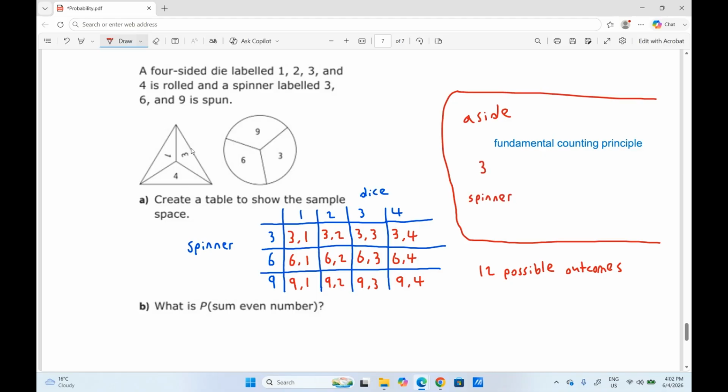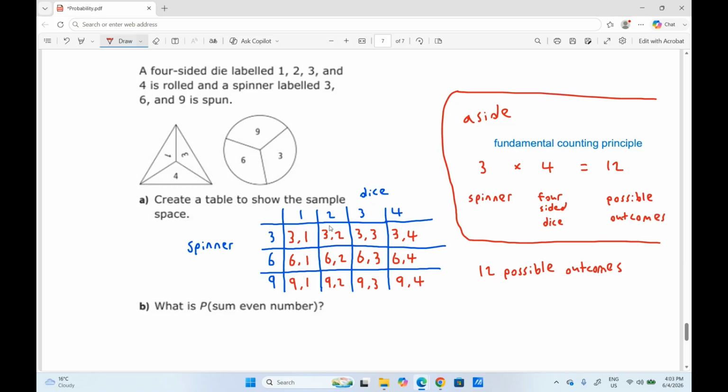Now, if you roll the four-sided dice, how many outcomes are there for the four-sided dice? Well, there are 4 possible outcomes. So to find the total possible outcomes, you just have to multiply the total outcomes for the spinner and the total outcomes for the four-sided dice. And if you do that, 3 times 4 is 12. So notice how 12 are my possible outcomes.